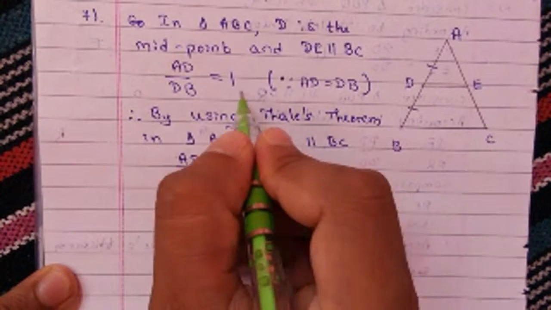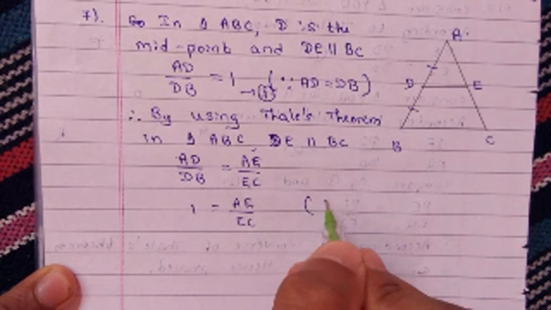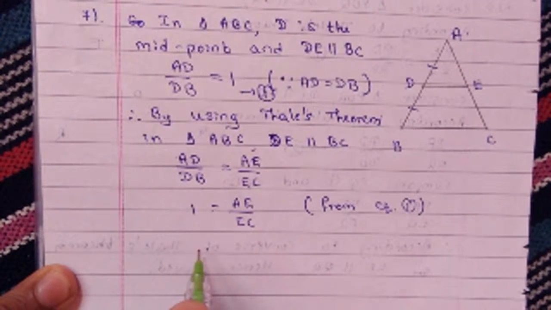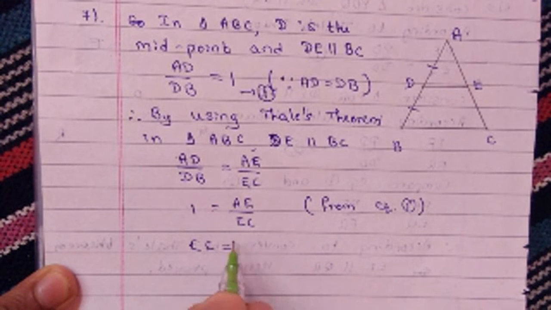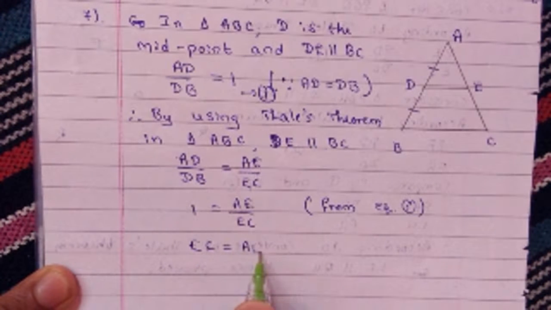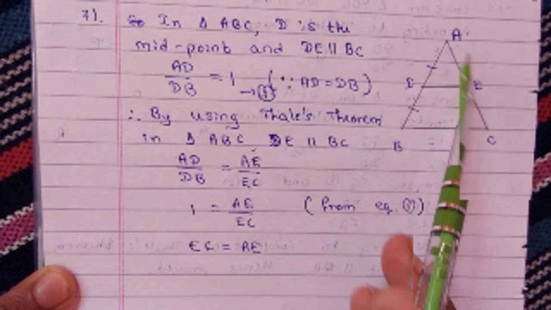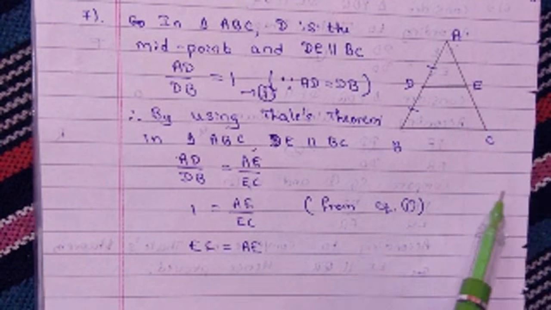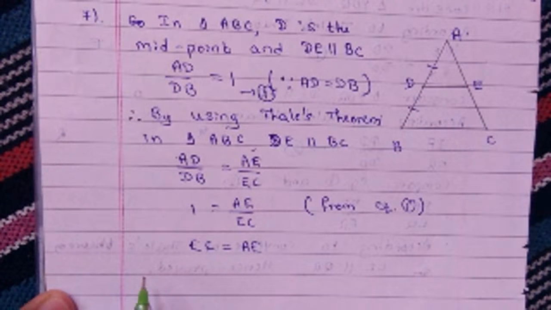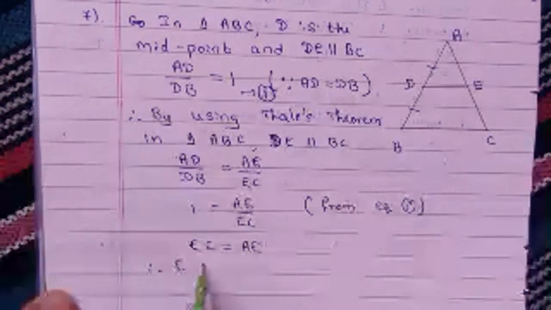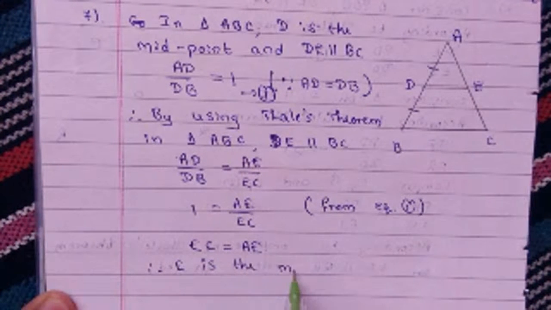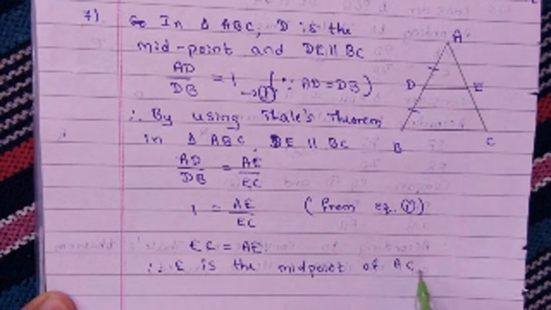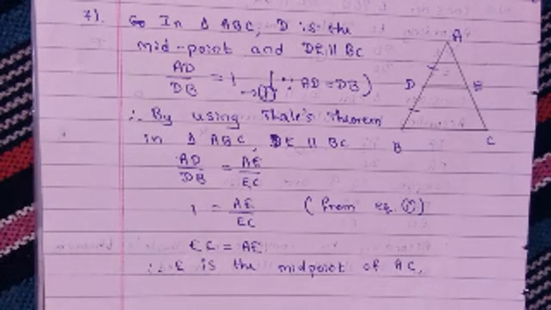I will call this equation number 1. From equation 1, when we cross multiply, 1 into EC is EC, that equals AE. So see the figure, AE equals EC. When is this possible? One and only if E is the midpoint of AC. Therefore, E is the midpoint of line AC.